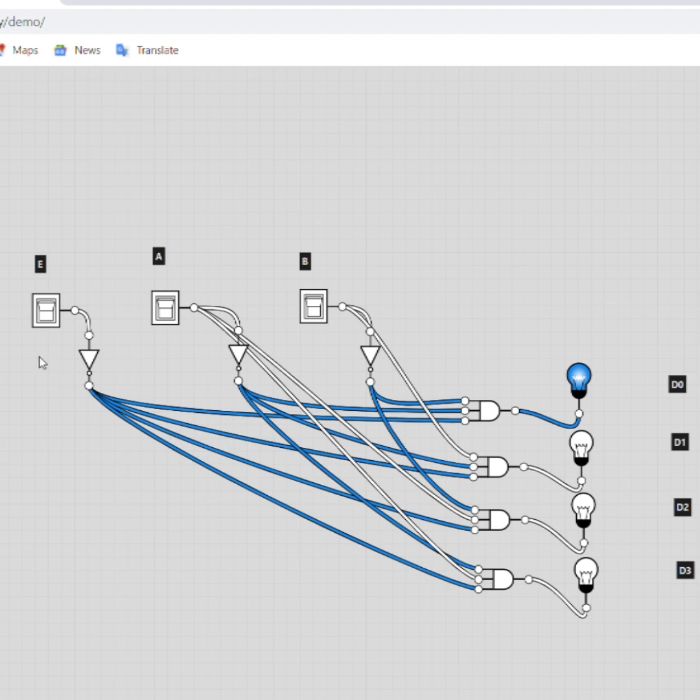When everything is 0, D0 is alone 1. When E is 1, the output is 0. When A is 1, the output of D2 is 1. When B is 1, the output of D1 is 1. When A and B is 1, nothing.